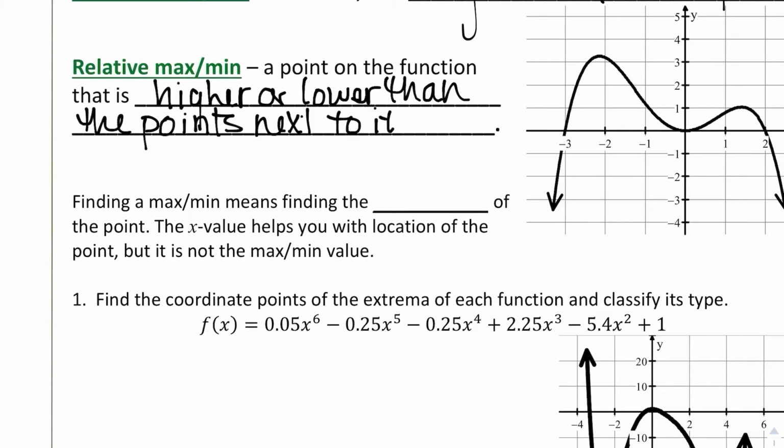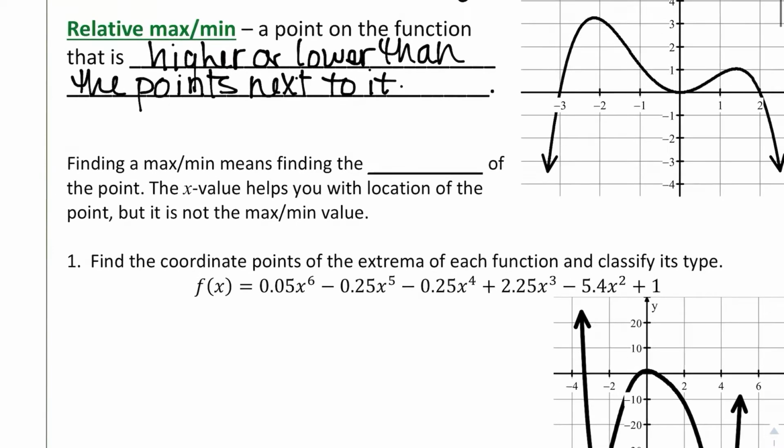So we're looking at a certain interval where there would be one point that's higher than all the rest. Keep that in mind when you're looking for max and min on a graph, because it can get trickier if it's not a nice smooth polynomial.